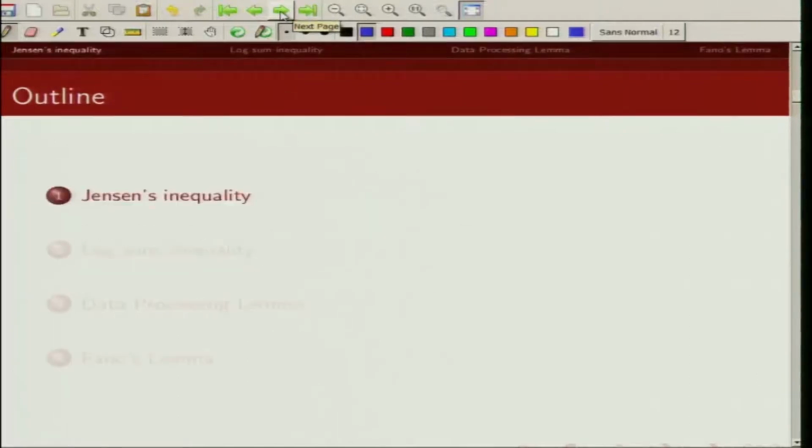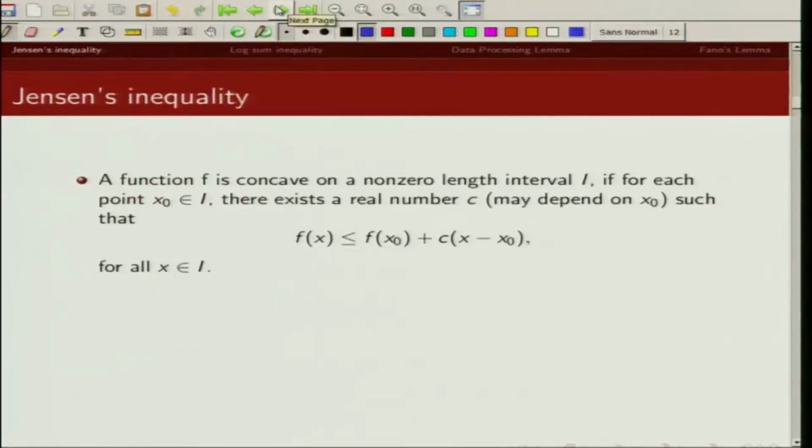So let's start with Jensen's inequality. Before we go to Jensen's inequality, let's see what we mean by a function being concave or convex. A function f is concave over a non-zero interval I if for each point x0 which belongs to this interval I, there exists a real number c such that this condition holds. Now what is this condition?